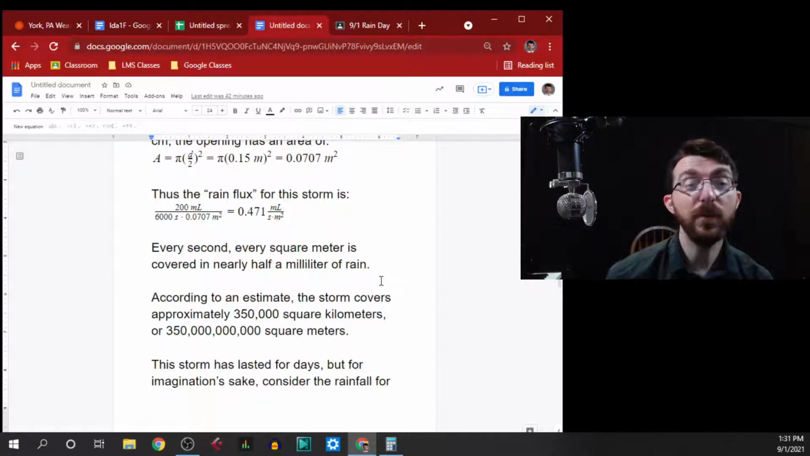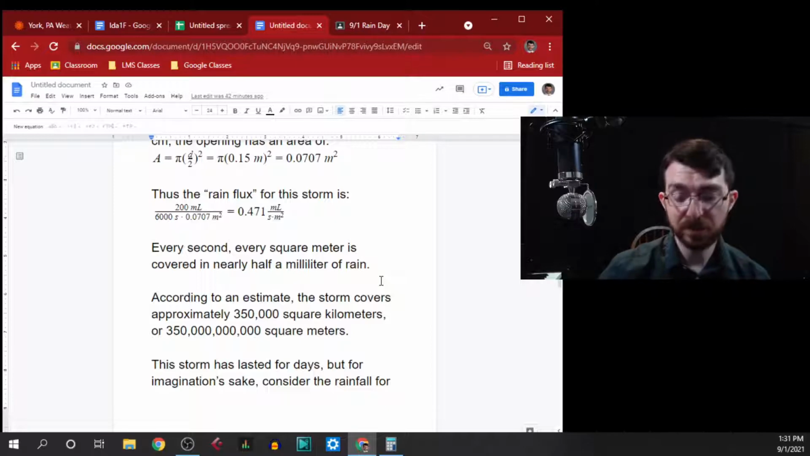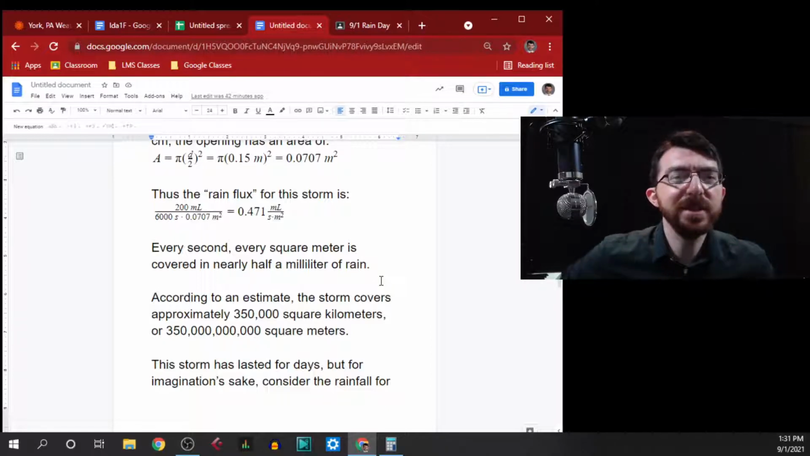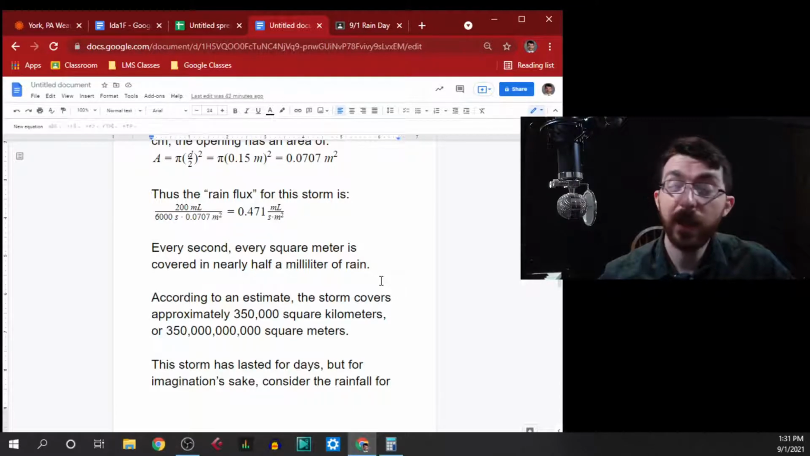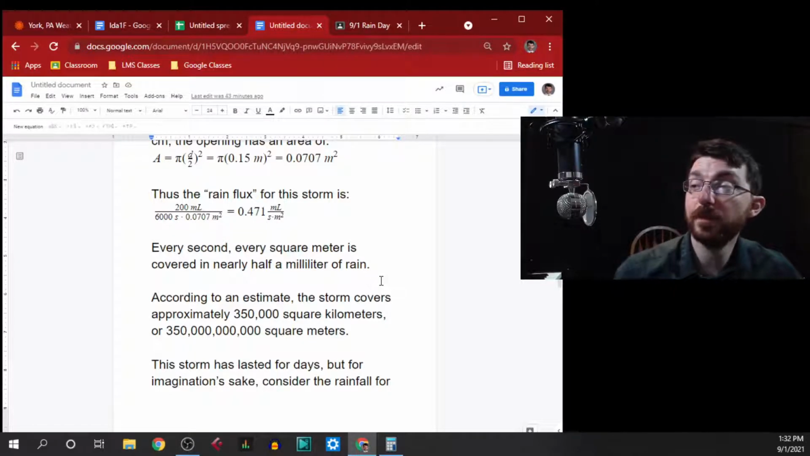Now, if you do other measurement experiments in physical science, you might get that there's anywhere from the teens to the 20s of drops of water in a milliliter. And that means that we're looking at a good 10 raindrops per second in a square meter.